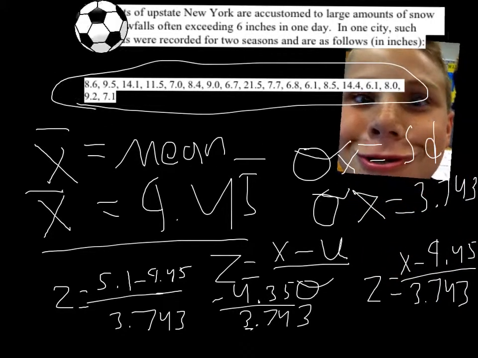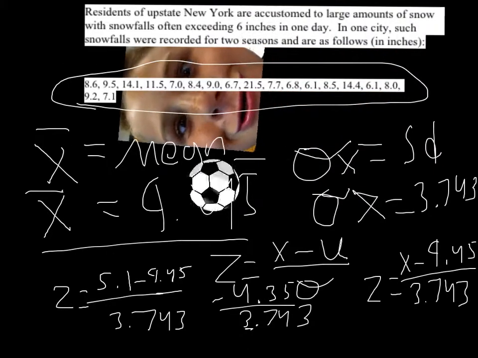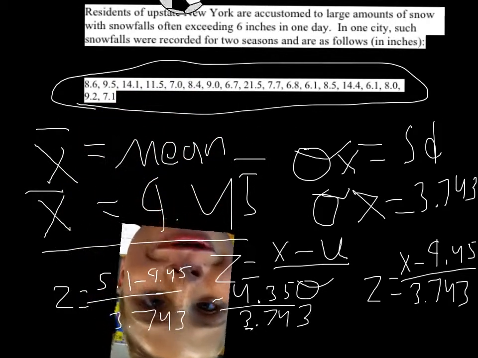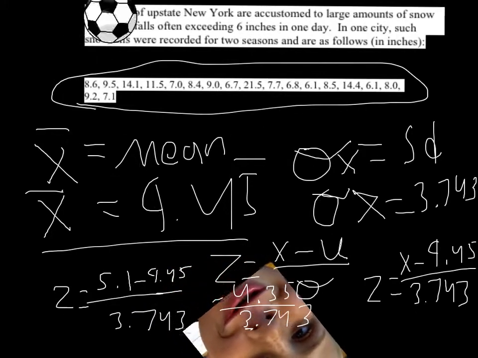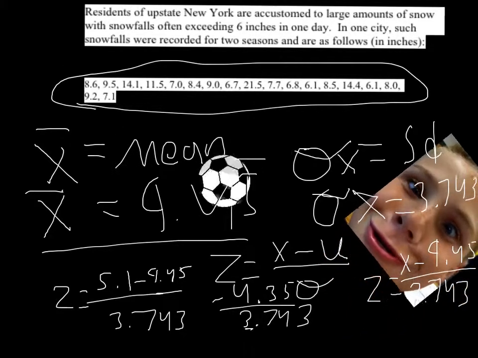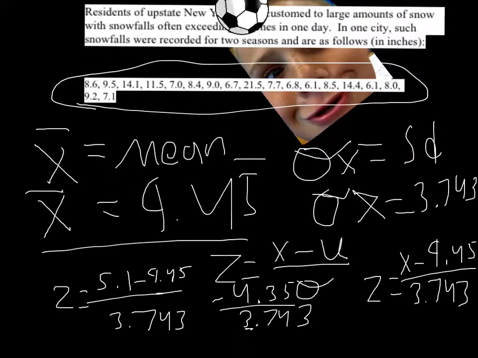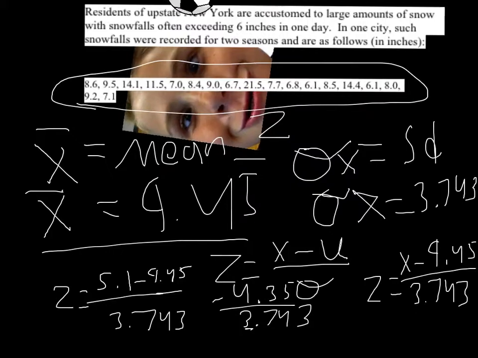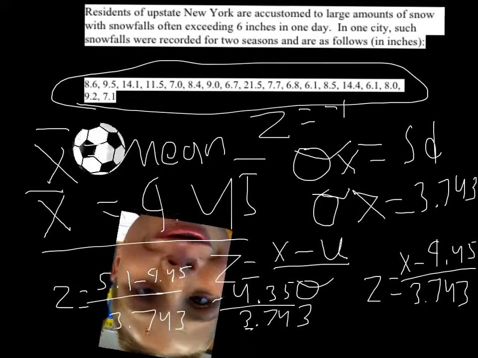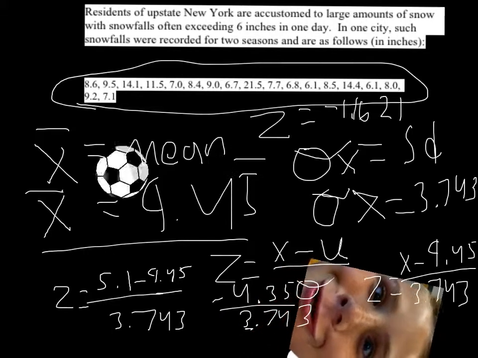So finally, you will divide those two. So negative 4.35 divided by 3.743. And as your final answer, you'll get negative 1.162. Well, approximately that, if you round it. And that would be your z-score. So, z equals negative 1.1621. Alright, here I'll show you.